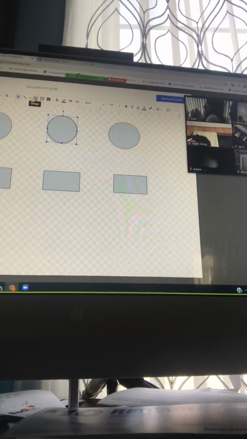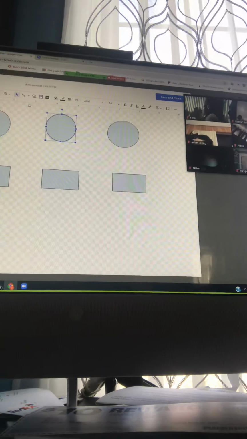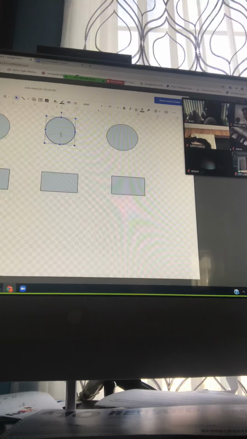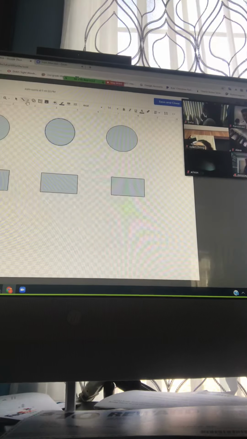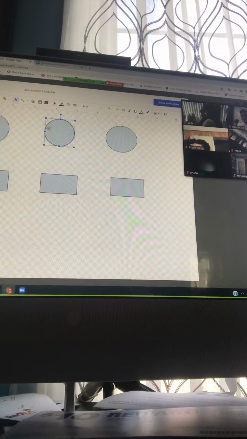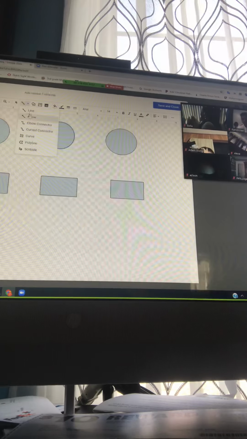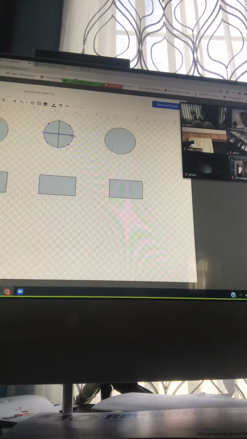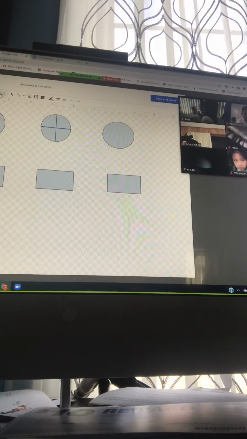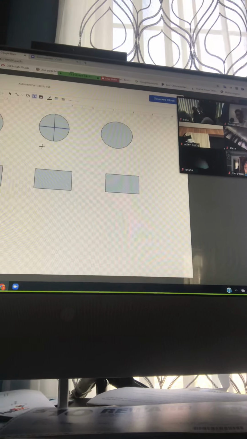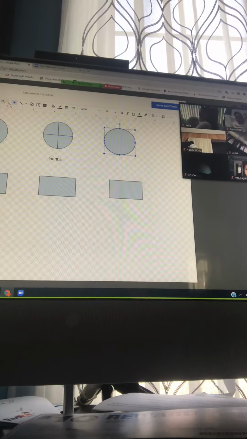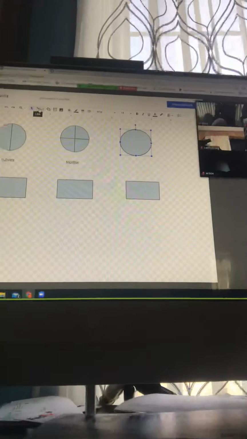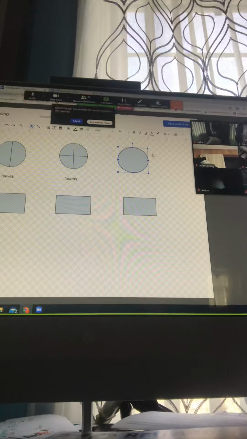If I want to take this circle and partition it into 4 equal pieces, I'm going to draw a line this way and then this way. And now I've partitioned the circle into 4 equal pieces. And we call this fourths. I can partition the circle into 3 equal parts, but I can't with these straight lines. So I'm going to show you a picture in the book later on, okay?